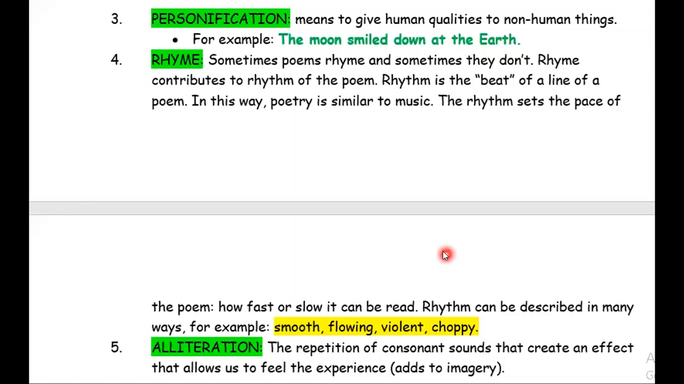So guys, basically rhythm, if you ever heard, obviously we all hear music, right? It's basically the pace or the tempo of the song. How fast or slow is the song, right? Is it a violent song? Is it a smooth song? Is it flowing or is it choppy and abrupt?